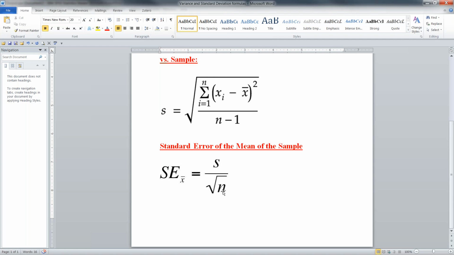So what that's really going to do is, your mean estimate is the estimate of the mean of the population.